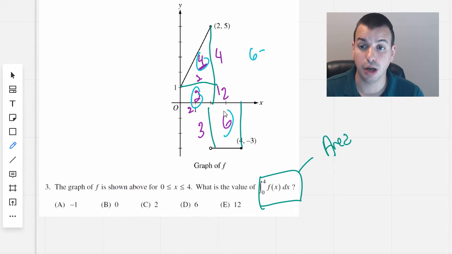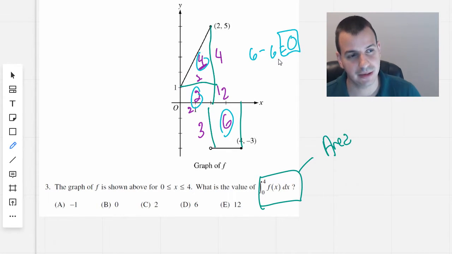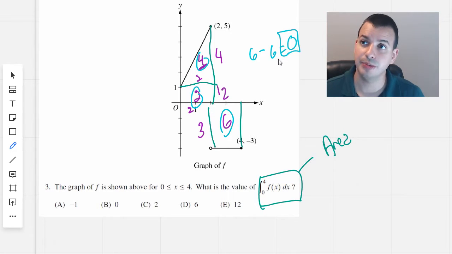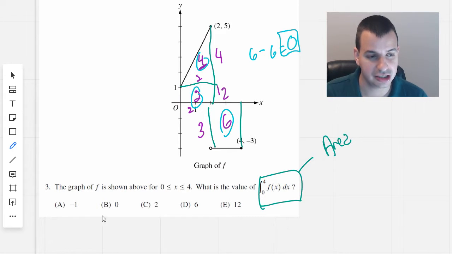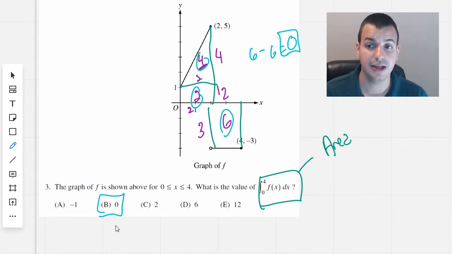And then since this is below the axis, we'd subtract 6. So the total area, and we think of it as signed area because we're taking into account negatives, the integral from 0 to 4 of f of x dx would then just be 0.